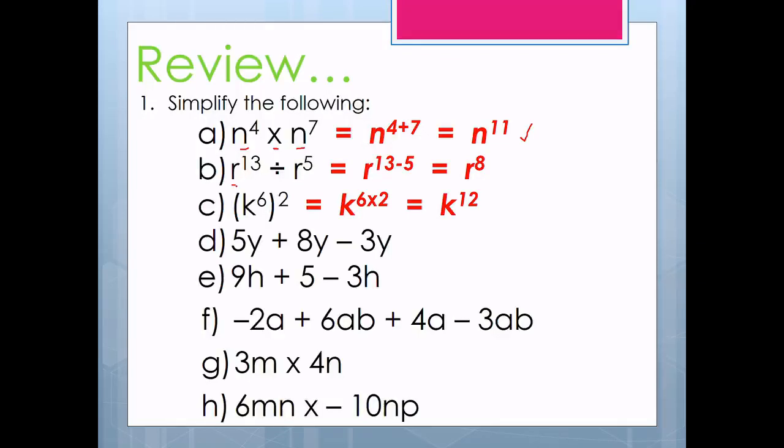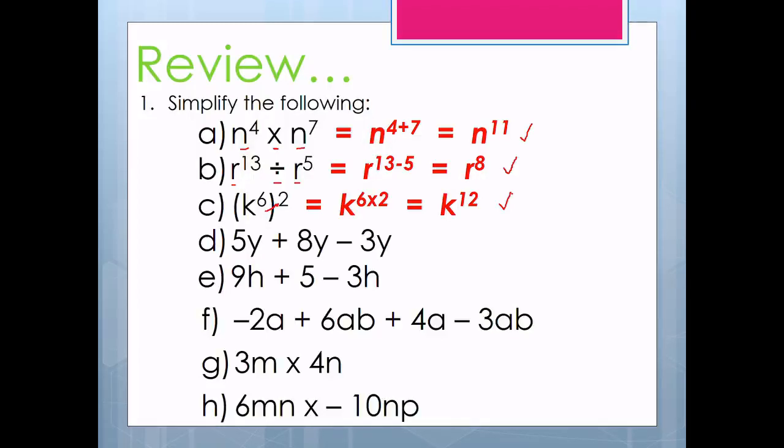The second one, we've got the bases being the same, but this time we're dividing. And so we subtract the powers. So we go 13 take away 5 and gives us r to the power of 8. And then from last week, part C, we're raising a power to another power, and so I multiply the powers together, and this time 6 times 2 gives me k to the power of 12. Now you should be pretty well all over those ones. Those ones are pretty straightforward.